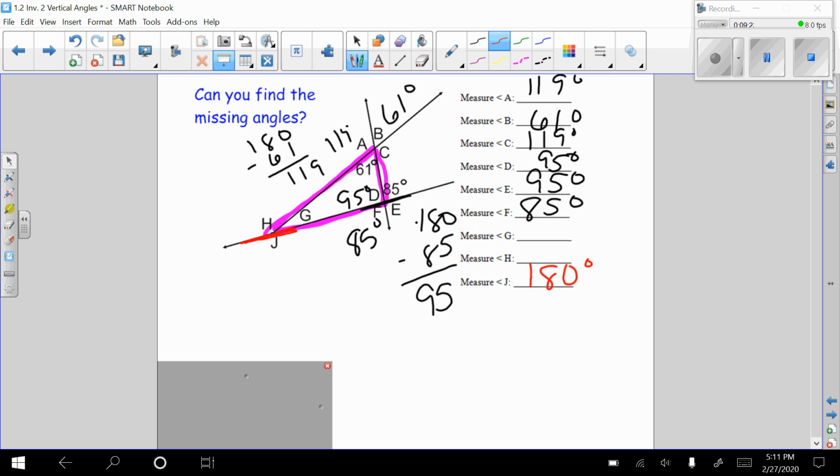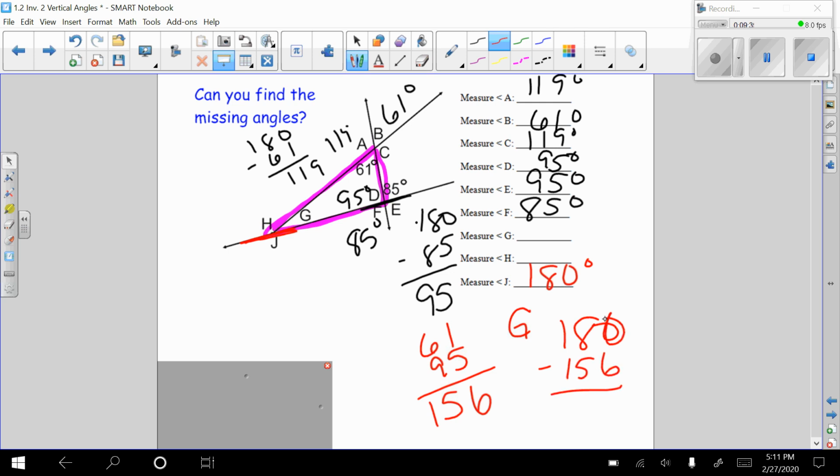So if I have 61 and I have 95, I can find out what G is by adding them together. If I add them, I get 156, and then taking that and subtracting it from 180, because a triangle's angles equal 180 degrees, I find out that G is 24 degrees. And G and H make a line, so if I take 180 and subtract that 24, I'm going to find out that angle H is 156 degrees. It's easier than it looks when we break it apart.